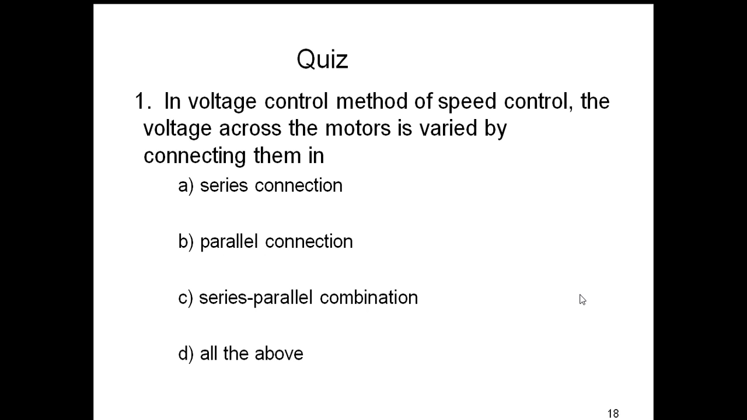We have already discussed this. The voltage control method of speed control. The voltage across the motor is varied by connecting them in series connection, in parallel connection, and also in series parallel combination. Yes, so the answer is all of the above.